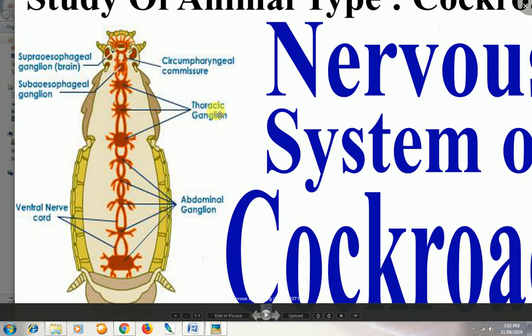And third number nerve goes to the third chamber of the third part of the thorax, which we call metathorax. So prothorax, mesothorax, metathorax. Now 3 nerves are going into the thorax region. Now how many nerves remain?